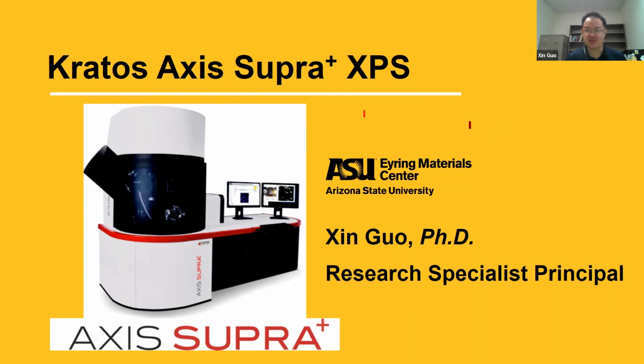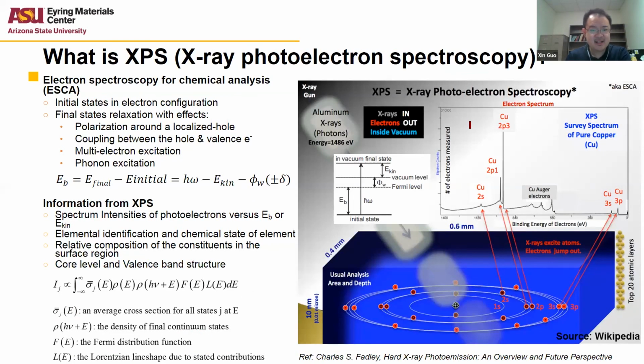Today it is my great pleasure to give you all a talk about our new Kratos Supra Plus XPS. Before doing that, I want to talk about what XPS is first. XPS, namely X-ray photoelectron spectroscopy, is a surface sensitive technique that uses X-rays as a source to irradiate the sample and measure the kinetic energy of the photoelectrons from the sample surface. It is also called electron spectroscopy for chemical analysis.